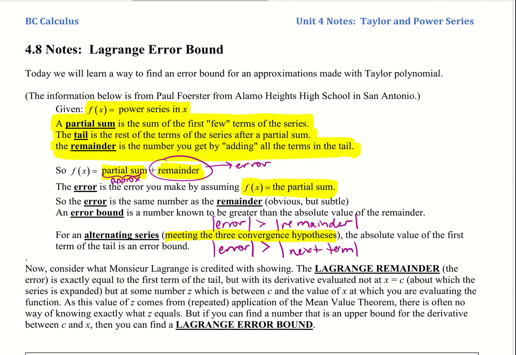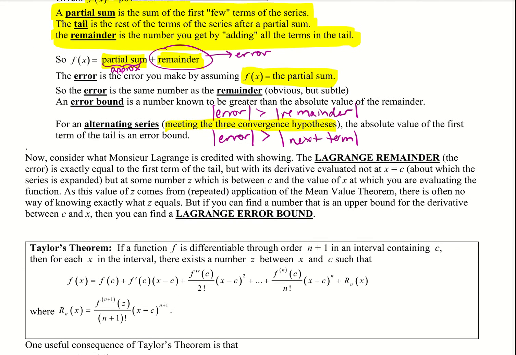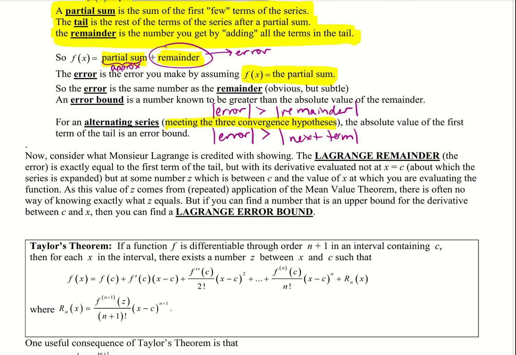Now, what the French mathematician Lagrange found out is he developed a theorem about the remainder or the error. So when we talk about error and we talk about remainder, those are the same things. That's also called the error. And what he said is it is equal to the first term of the tail if the derivative is evaluated at a really specific place.